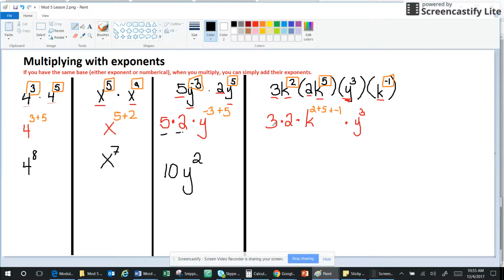So I see I have 3 times 2 is 6 times k, and then add together the exponents. 2 plus 5 is 7, plus a negative 1 is 6. So I have 6k to the 6th and y to the third.